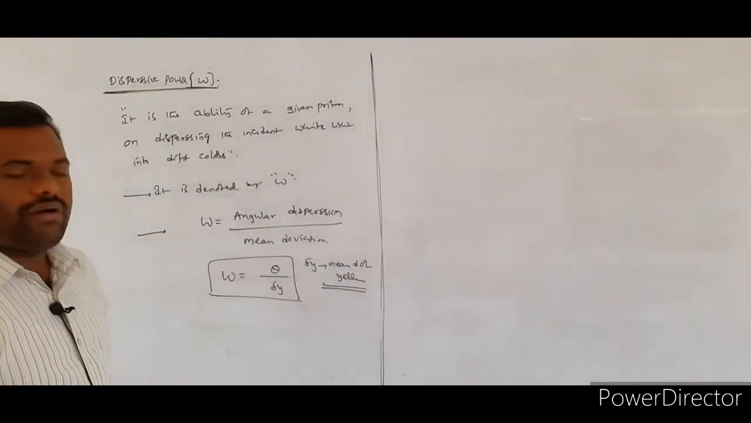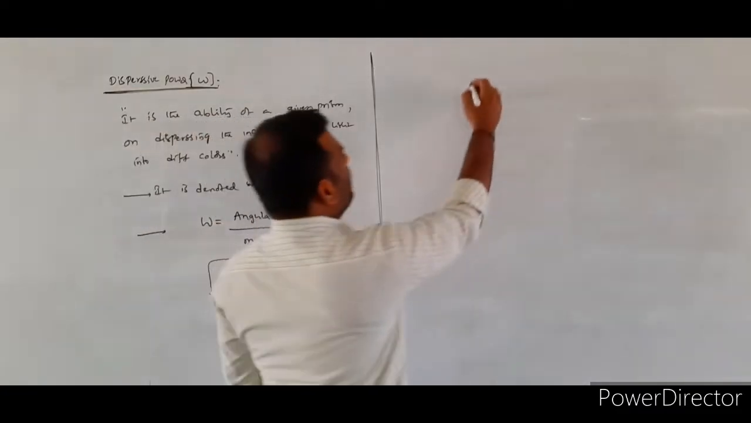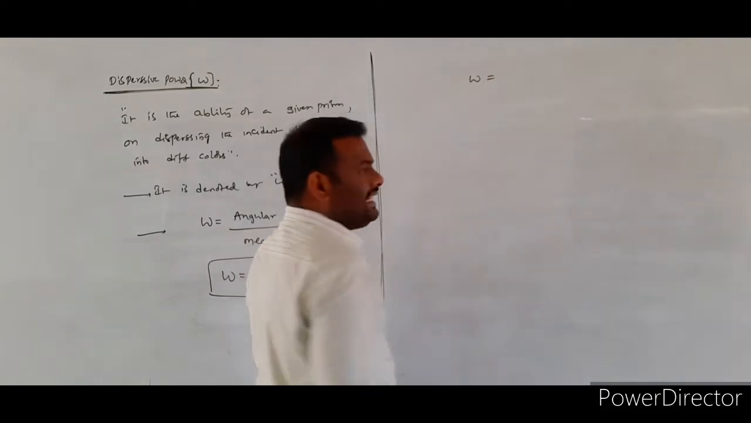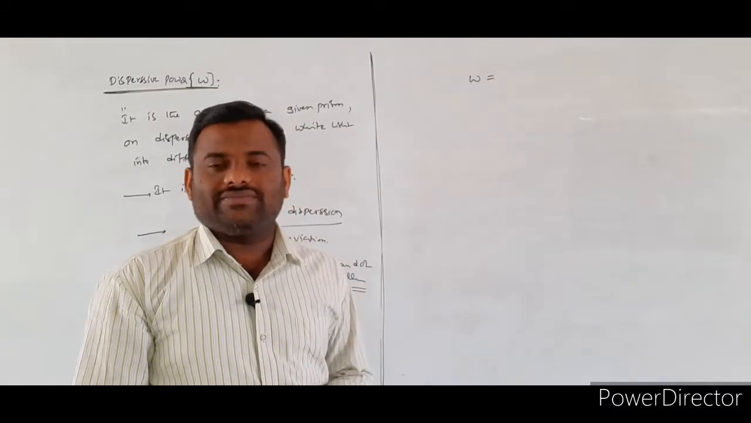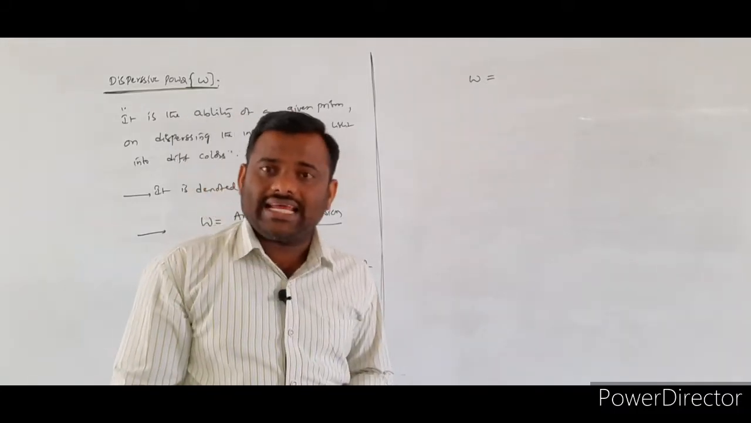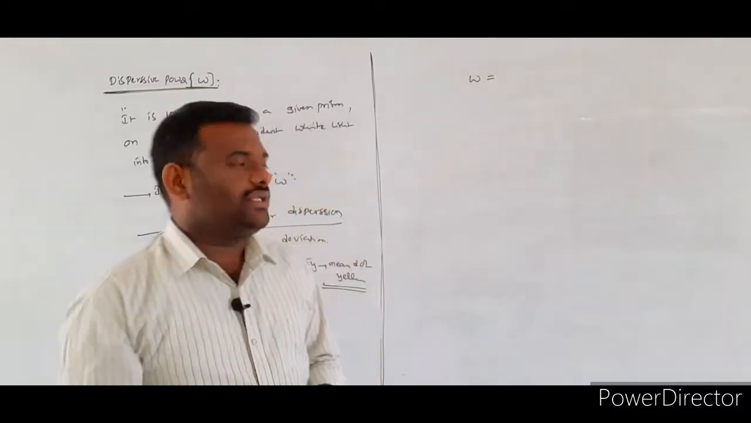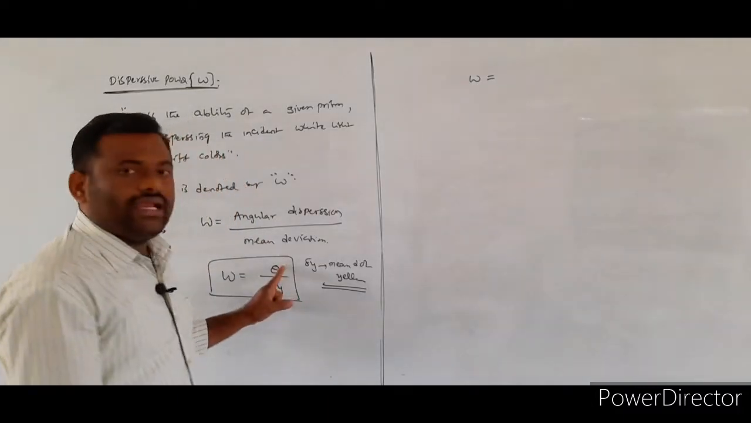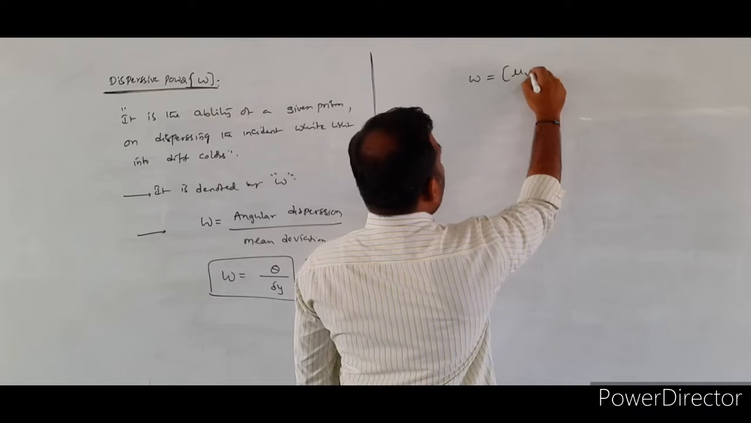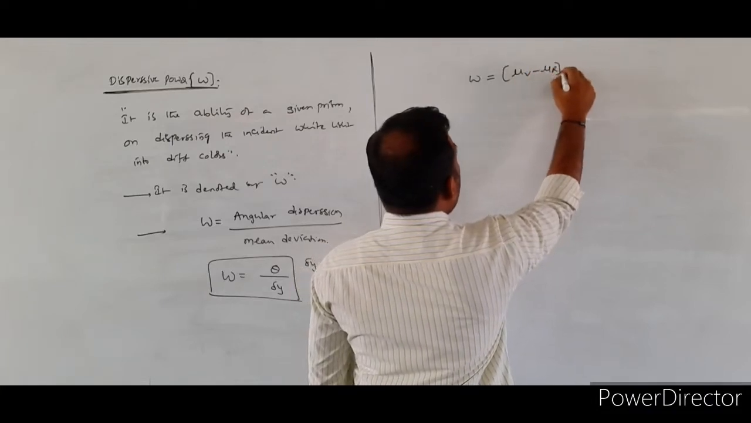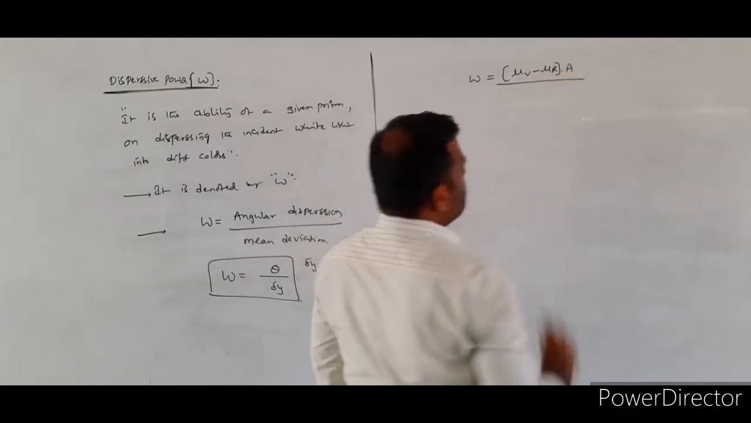Now we will derive the formula for omega. Omega is equal to theta by delta y. What is theta? Theta is the angular dispersion for the given pair of colors of the light. Generally, which colors are we considering? Red and violet. So for red and violet, the theta value, as you already know, is mu v minus mu r into A.